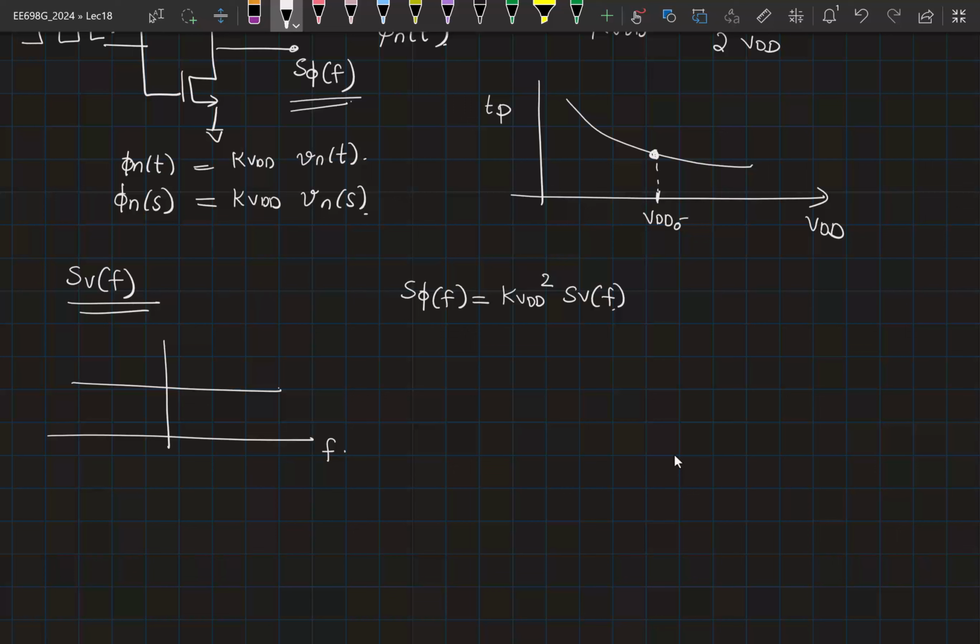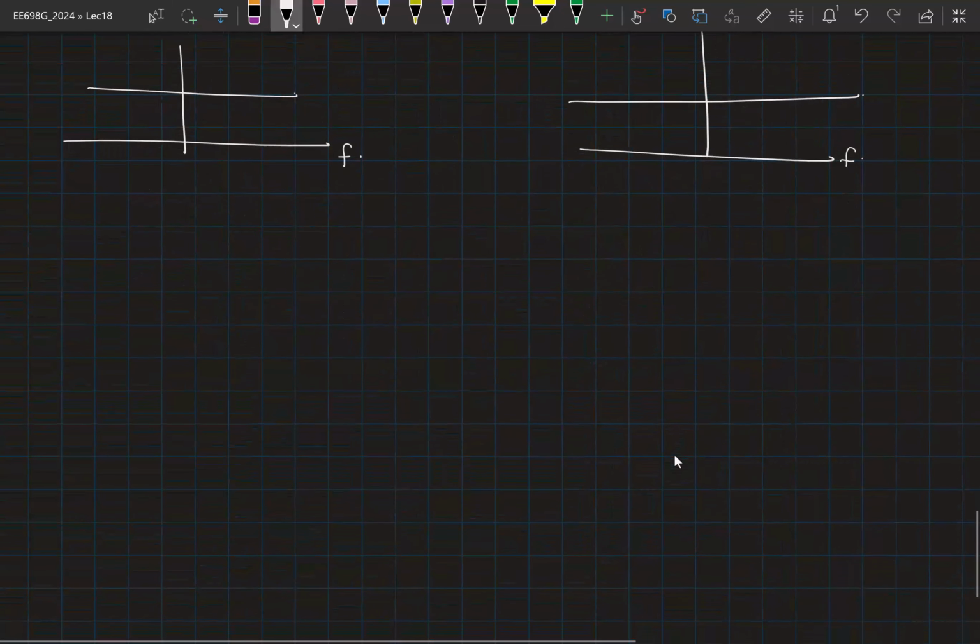So if I had a white noise spectrum on the voltage supply, then my phase noise spectrum at the output of the inverter will also be white. It is a scaled value, that's all. Is that okay? So if the voltage noise spectrum on the VDD is white, then the phase noise spectrum at the output of the inverter is also white. Okay. Now let's look at how thermal noise is going to cause a jitter.